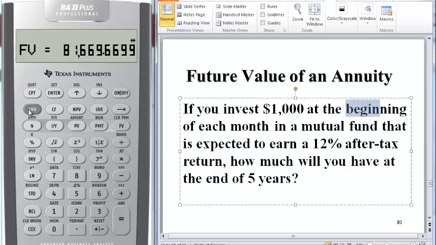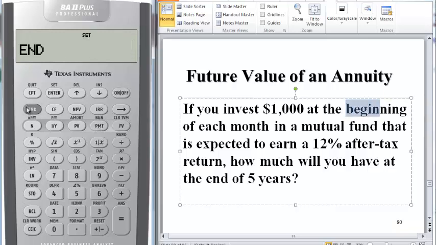Uh-oh, we have a beginning problem. So what do I do? I need to press second, payment, second, enter. Now I'm set to beginning. I can clear my time value of money. What if I invest $1,000 at the beginning of each month in a mutual fund earning 12% for the next 5 years? So this is done every single month.